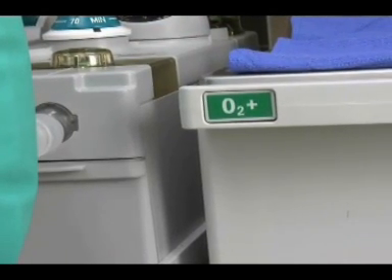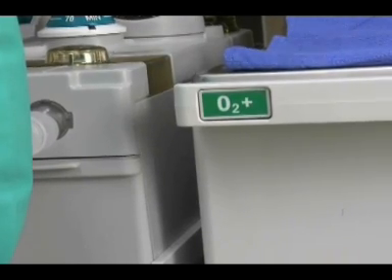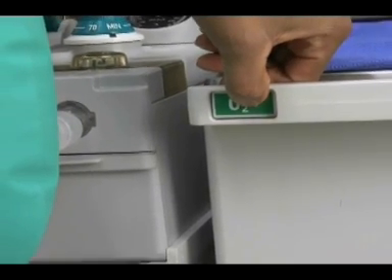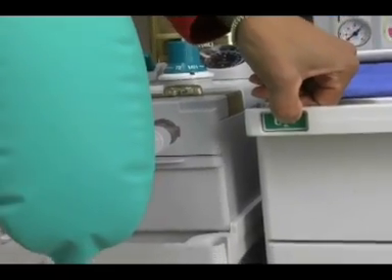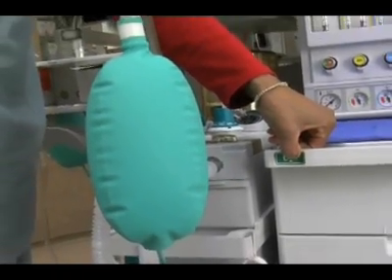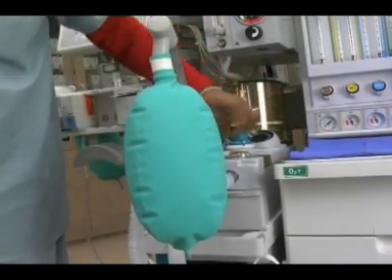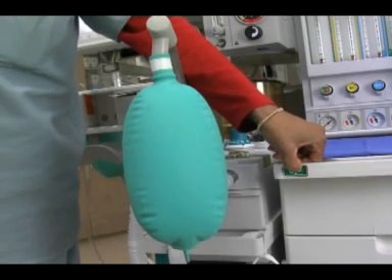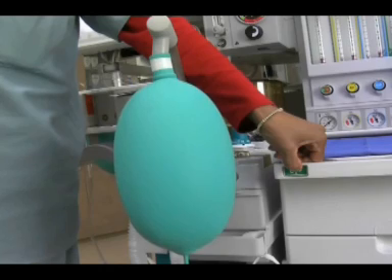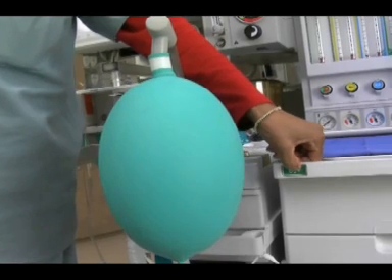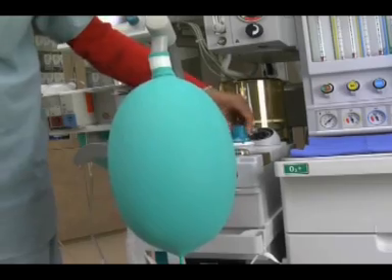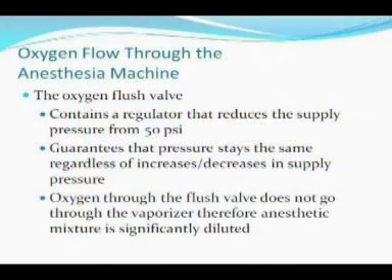The oxygen flush button. This button is designed to replace anesthetic gases or mixtures in the breathing circuit with oxygen when the patient needs 100% oxygen. Before being delivered to the breathing circuit, the oxygen pressure is reduced further by an oxygen flush regulator. This regulator reduces the supply pressure from 50 psi, which guarantees that pressure stays constant regardless of increases or decreases in supply pressure. The oxygen that goes through the oxygen flush button does not go through the vaporizer, so it significantly dilutes anesthetic gas mixtures.